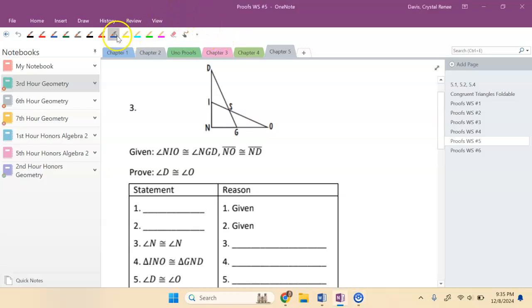All right, so this is proof worksheet number 5, and I'm going to walk you through a couple of these proofs, and then for the remainder of the class period you'll have to complete the worksheet on your own.